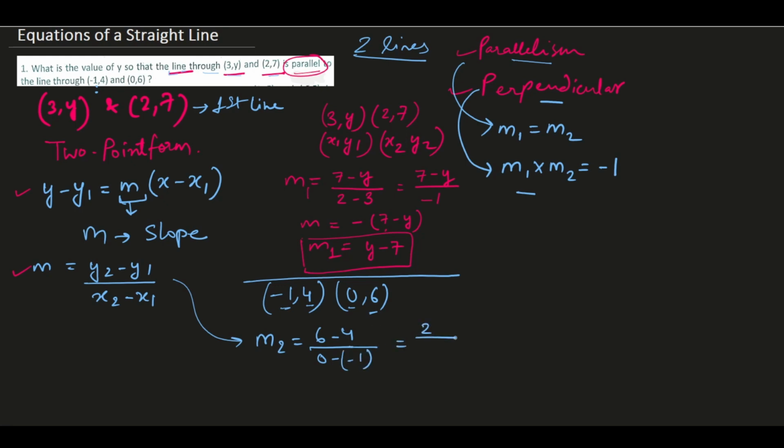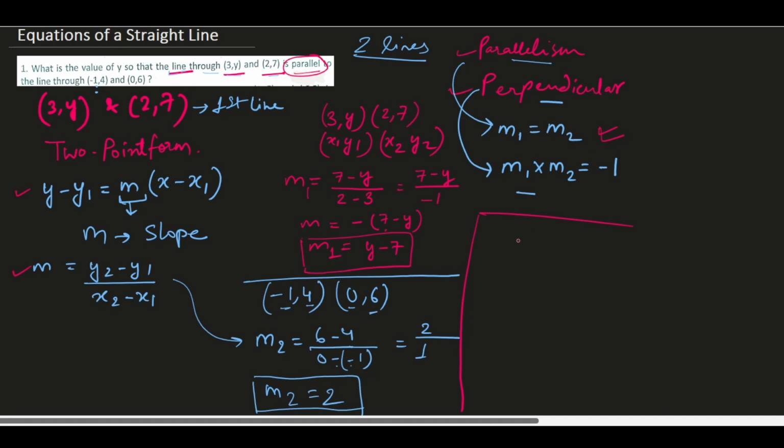6 minus 4 will be 2. 0 minus minus 1 will be, see, this minus and this minus will be multiplied and it will get to plus. So 0 plus 1 is simply 1. So m2 here is 2. With the help of this relation, m1 is equal to m2 since the lines are parallel.